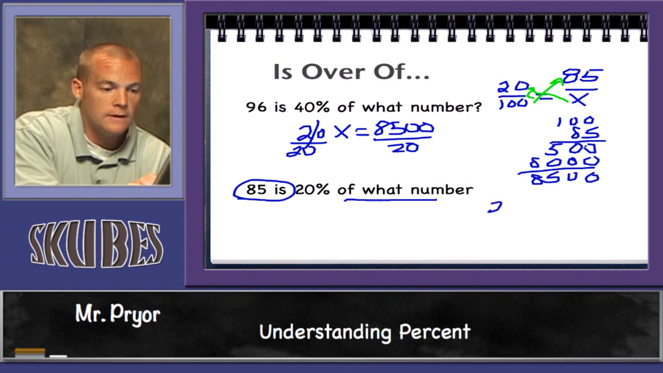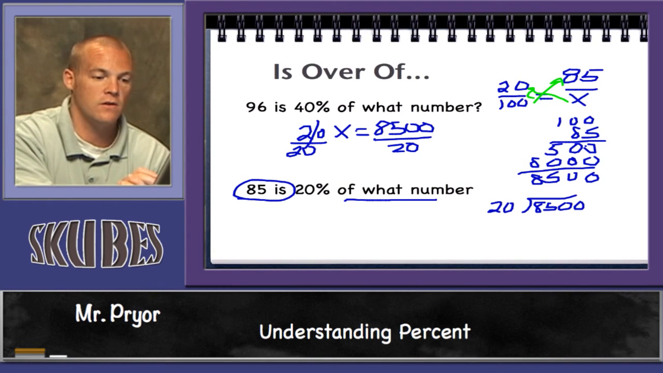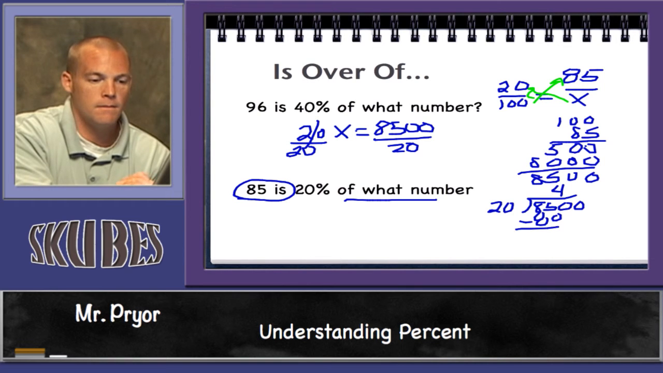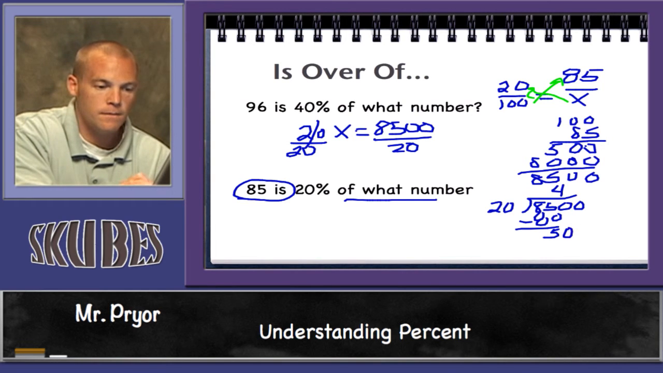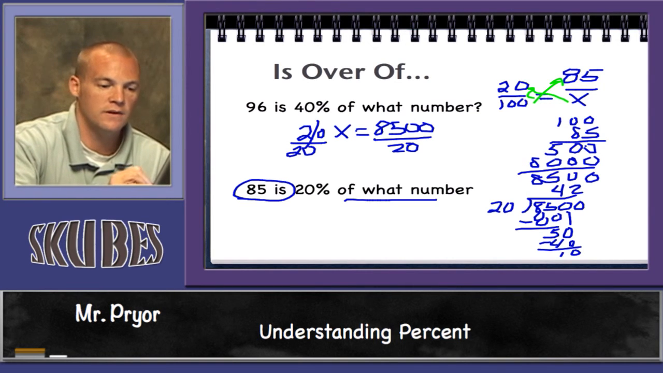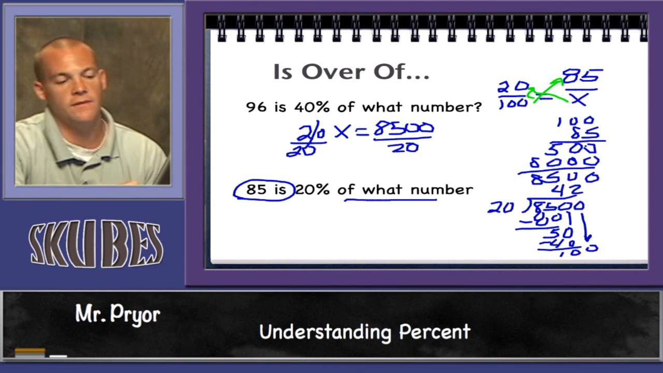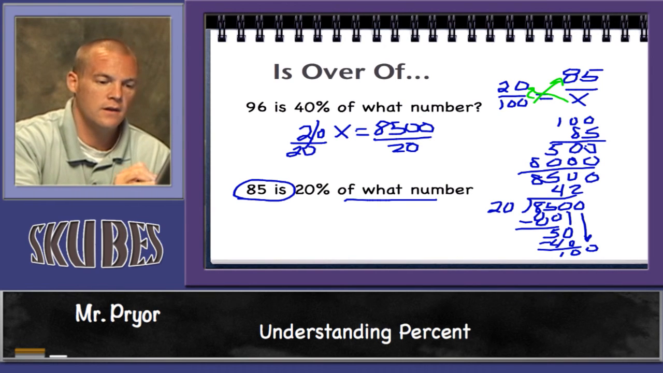So we'll do 20 into 8,500. So we know that 2 can go into 8 4 times, so that means 20 can go into 85 4 times. So we're left with 80. And that's going to give us 5 left over. Bring down a 0. 20 goes into 50. That's going to be 2 times. And that's going to give us 10 left over. We bring down that last 0, and we'll find that 20 goes into 100. 20 goes into 100 5 times.